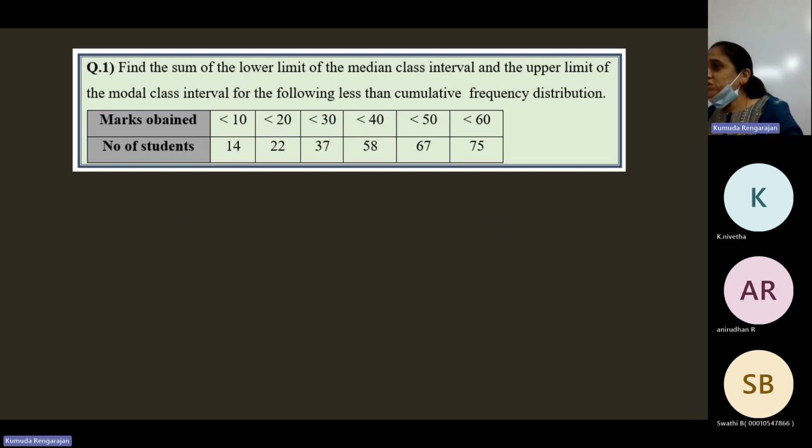To answer any question, you need to prepare the frequency distribution. With this table, you cannot answer any question. Please prepare the frequency table. The question and then the answer.